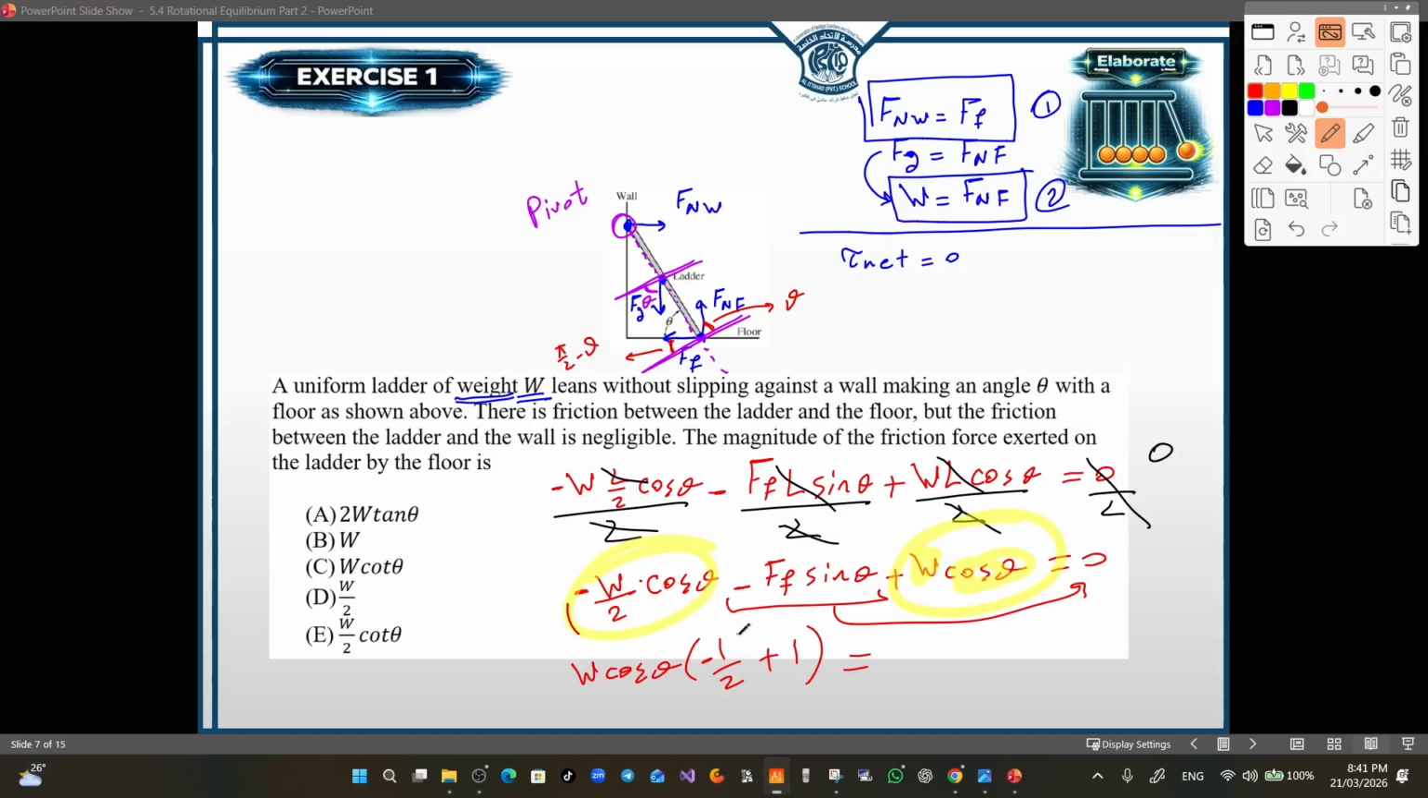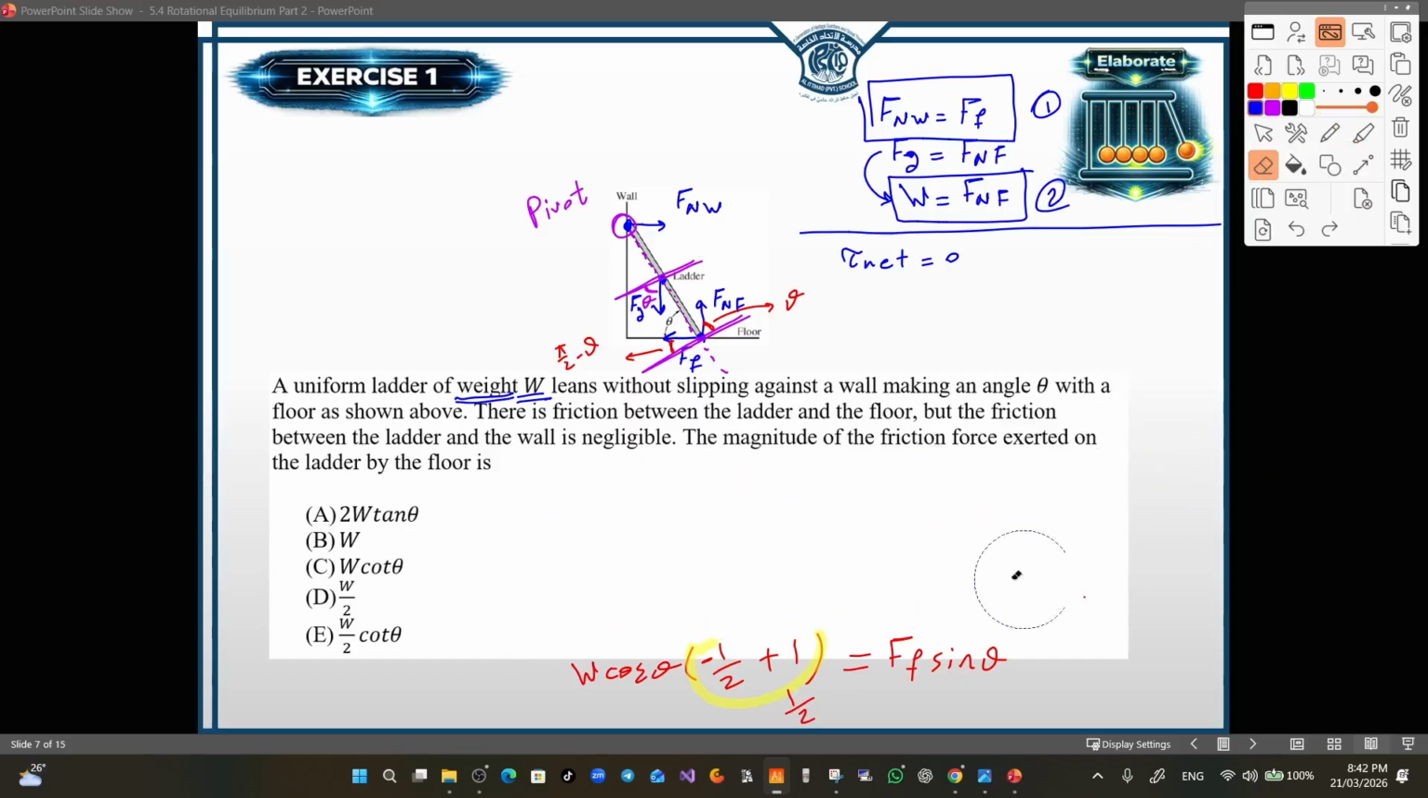If I divide by W cosine theta for the first term, it will be minus half. The minus remains, half remains. Same thing here: W cosine theta over W cosine theta is 1. This is the common factor here, equals f_f sine of theta. Now this is half. So W cosine theta multiplied by half equals f_f sine theta.